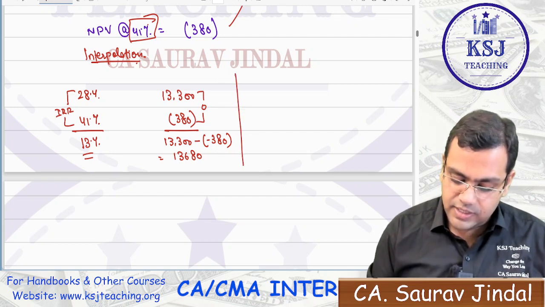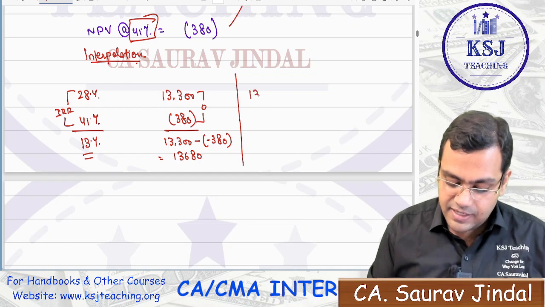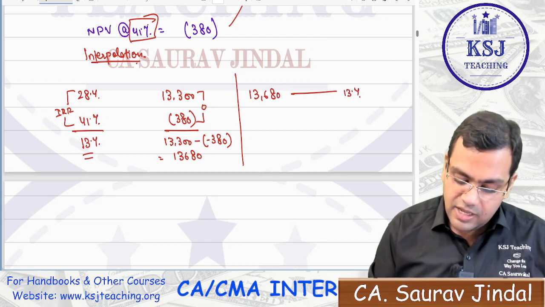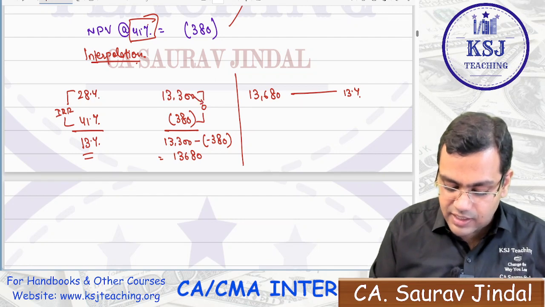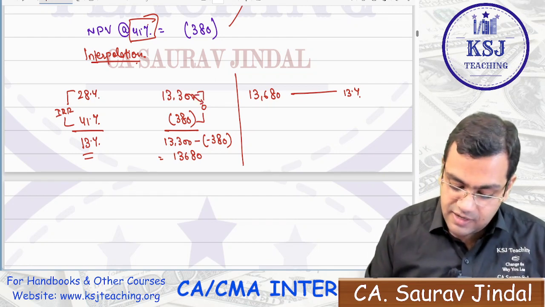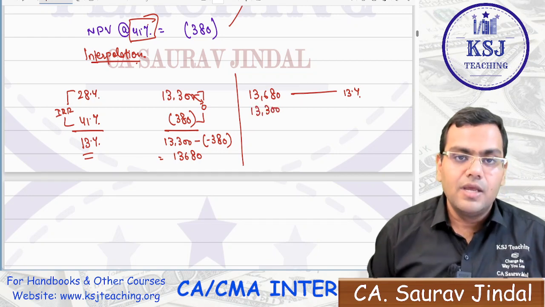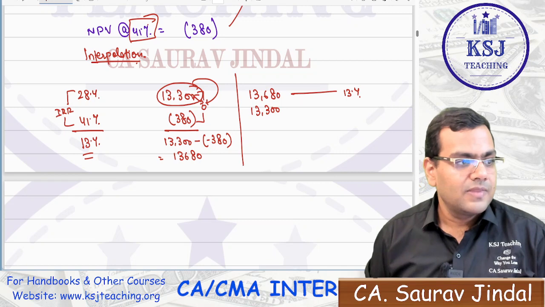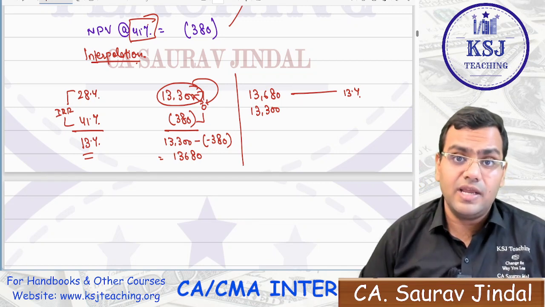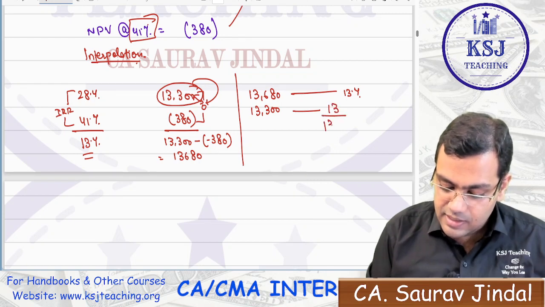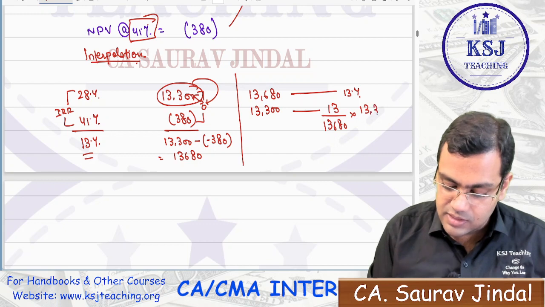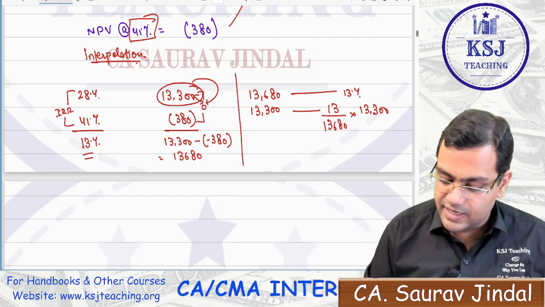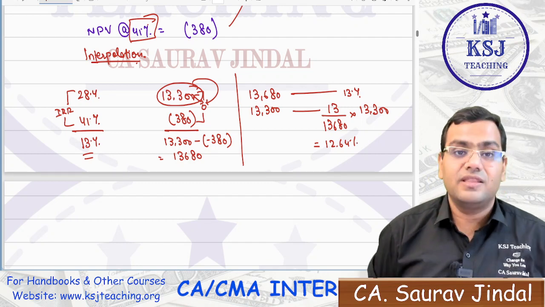Now, just try to understand. If I change my NPV by 13,680, the percentage change in the discounting rate is 13%. Now, if I change my NPV from 13,300 to zero, because I want to bring my NPV from 13,300 to zero, that is where the IRR is. So what will be the change? The change will be 13,300. What will be the percentage change, sir? 13 multiplied by 13,300 divided by 13,680, that is 12.64%. This will be the change.